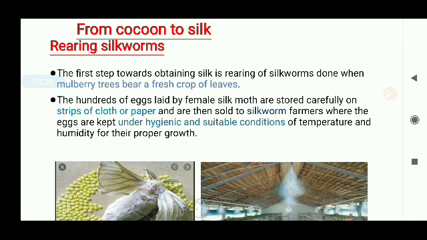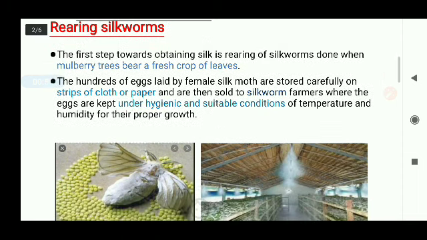Now for obtaining silk from cocoon, the first step is the rearing of silkworms. The rearing of silkworms is usually done when mulberry trees bear a fresh crop of leaves. Why? Because these silkworms usually feed on mulberry leaves, meaning they eat those mulberry leaves.